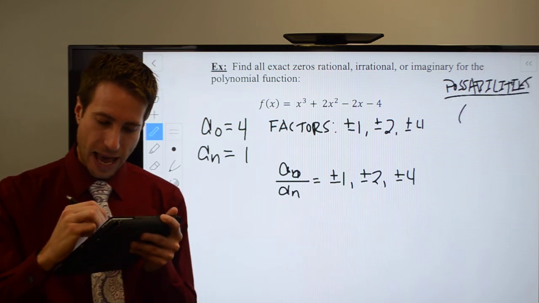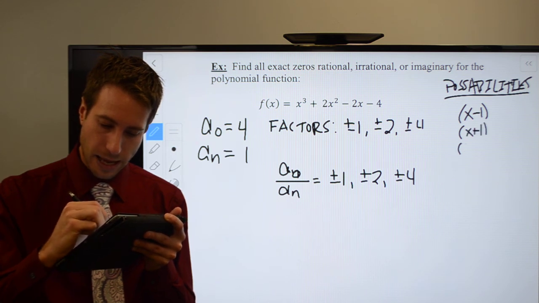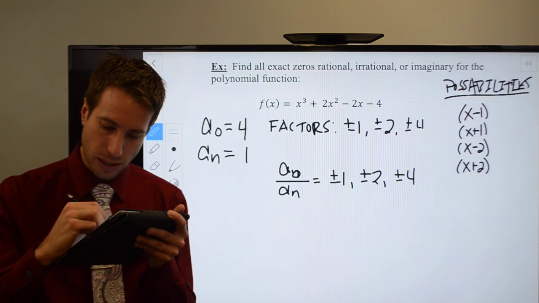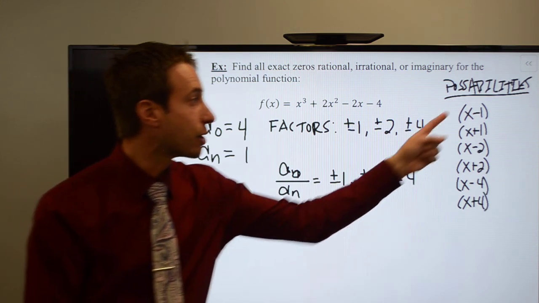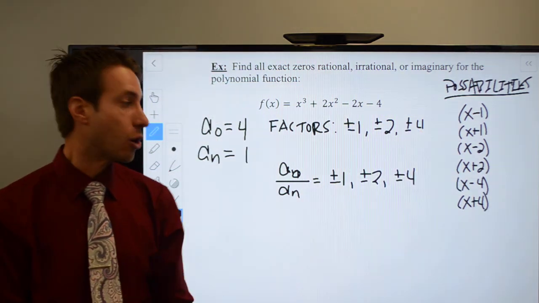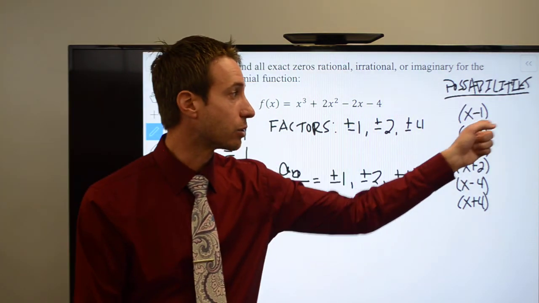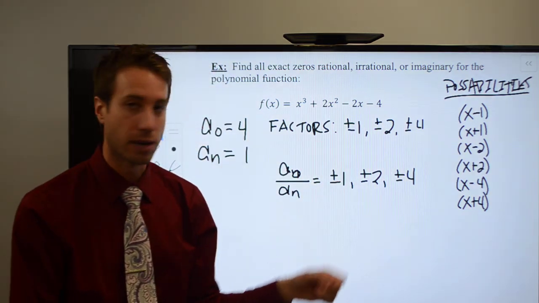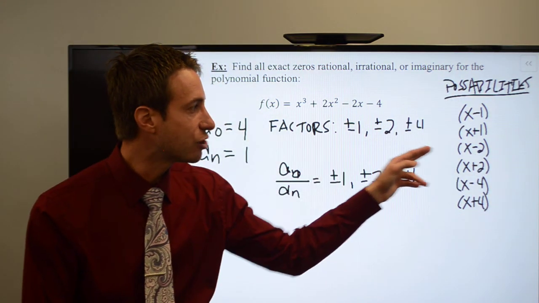I could have x minus 1, x plus 1, x minus 2, x plus 2, x minus 4, x plus 4. And again, each of these possible factors represents each of these zeros, right? If I were to set this equal to 0 and solve, I get plus 1. Set this equal to 0 and solve, I get minus 1, all the way down through the list, right? So I'm going to check each of these factors.